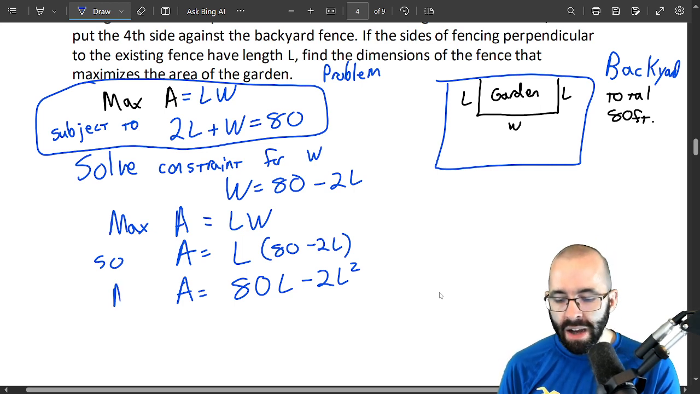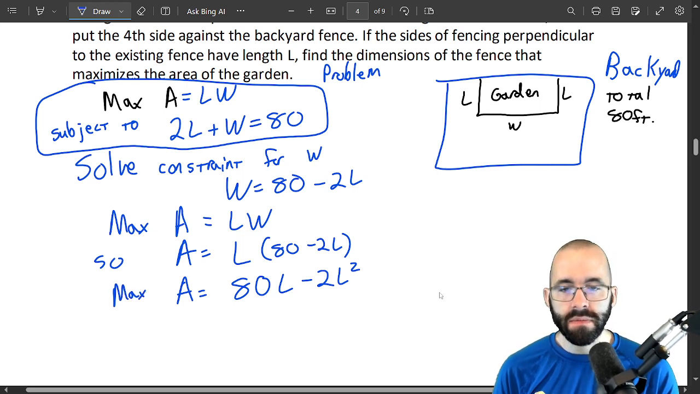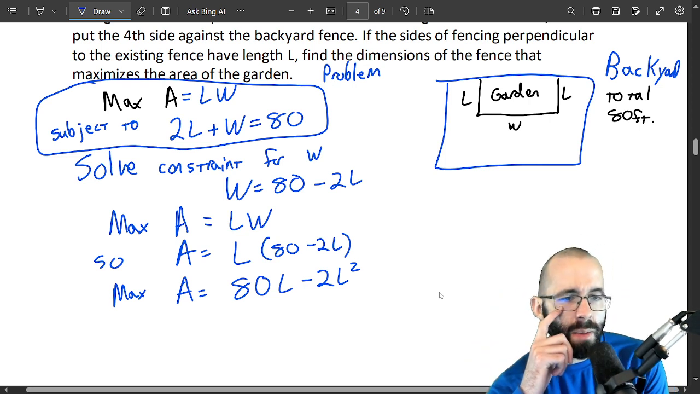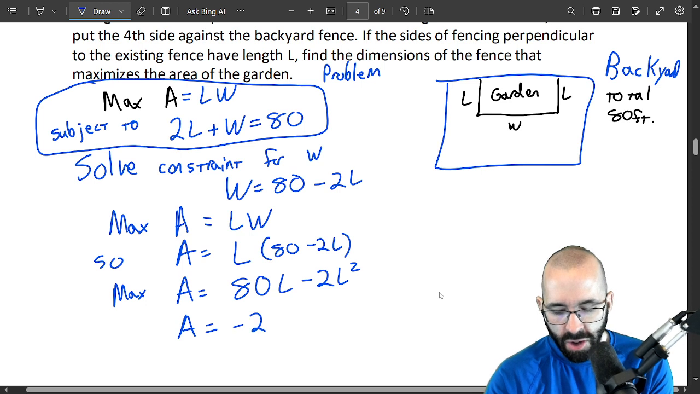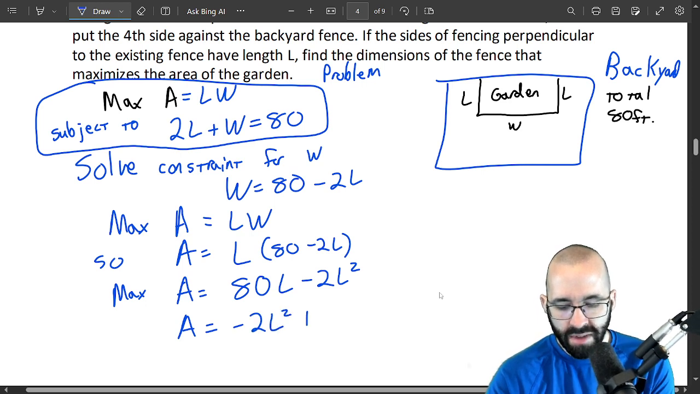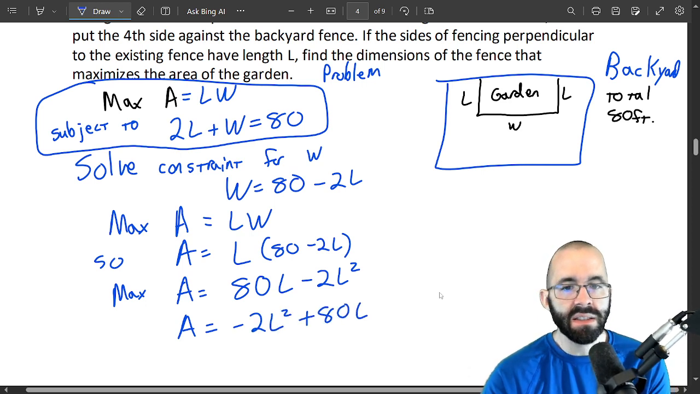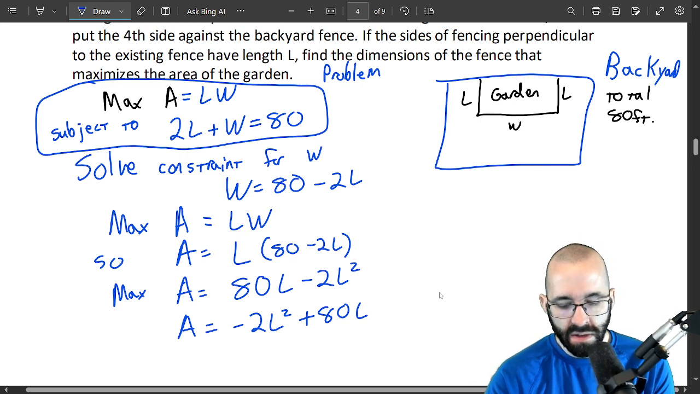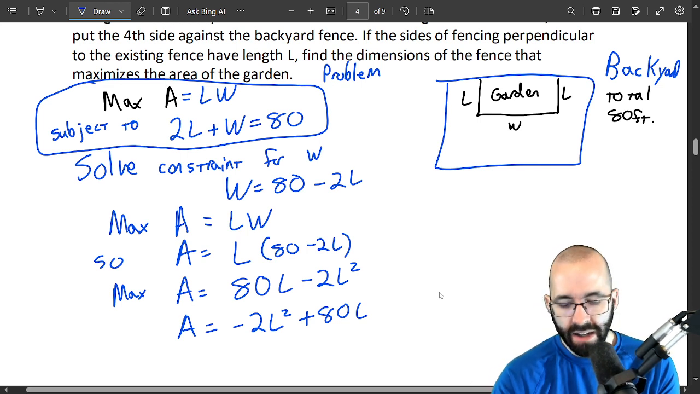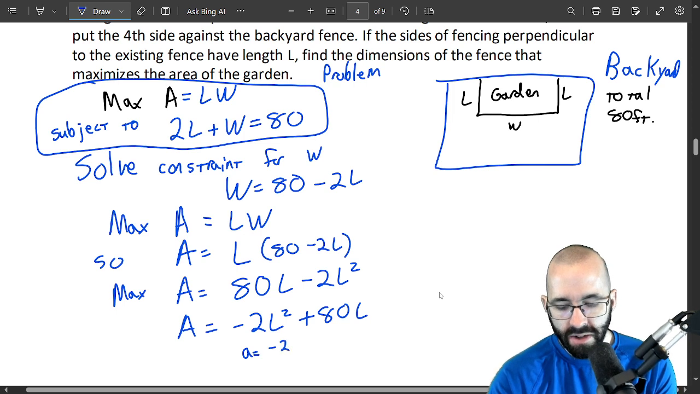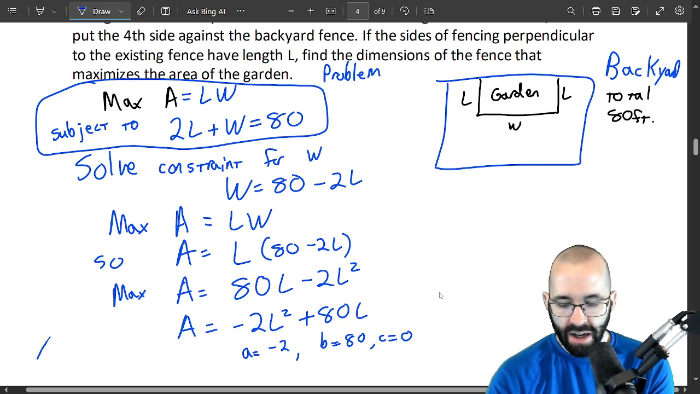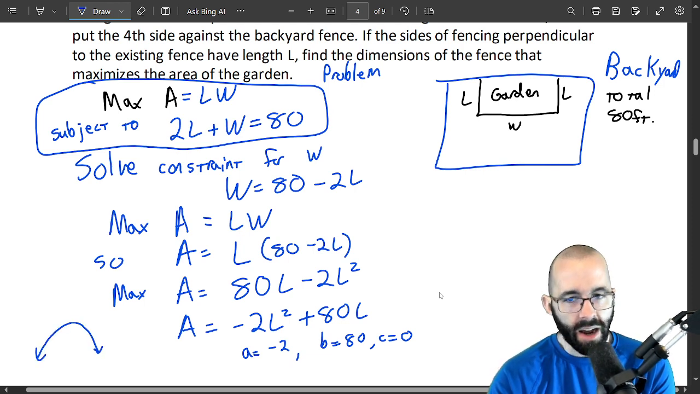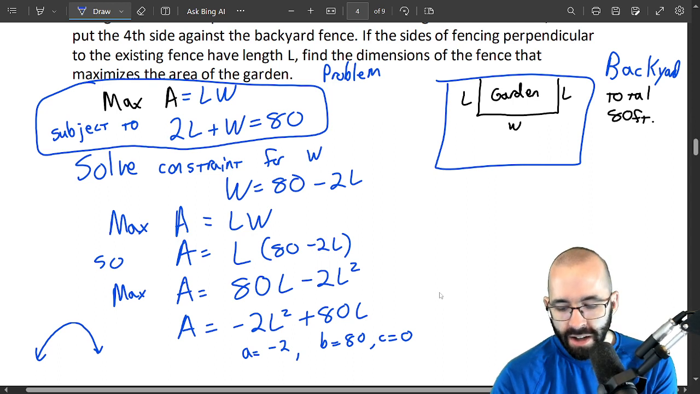We want to maximize a quadratic function. Does this quadratic function open up or down? Let's put it in standard form: AL squared plus BL plus C. There's no C. The A value is negative, right? A is negative 2, B is 80, C is 0. This area function is a downward facing quadratic.